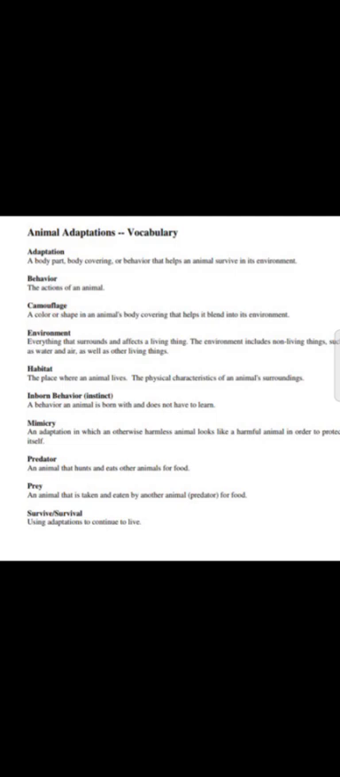So we have completed this topic. We have completed adaptations in terrestrial animals in our science class today. Students, please go through whatever is being taught. Thank you.